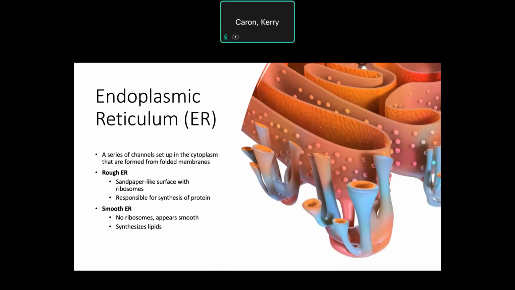Here's your endoplasmic reticulum. Like I said, if ribosomes are found on there, they look like this with a bumpy surface, like sandpaper. Protein synthesis happens here. A smooth ER has none, and that smooth ER, because it doesn't have ribosomes, is not going to be making proteins, it's going to be making lipids or fats.